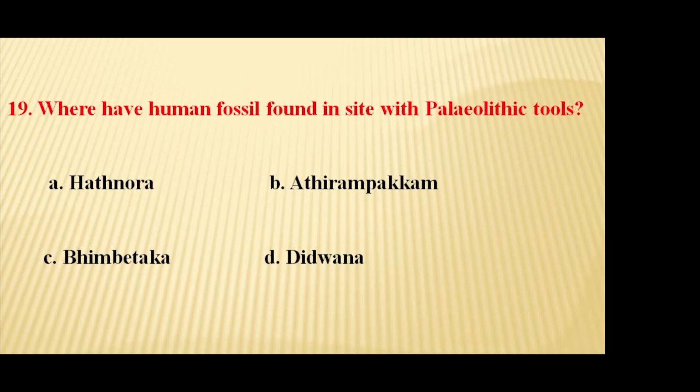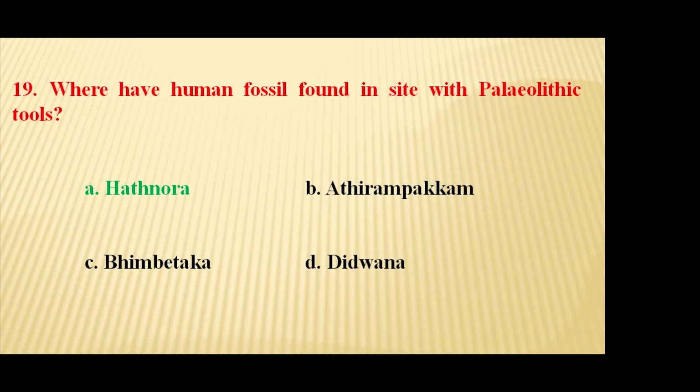Question number 19. Where has a human fossil been found at a site with Paleolithic tools? Option A, Hathanora, option B, Adrampakkam, option C, Bimbetka, option D, Didwana. And the correct answer is option A, Hathanora.